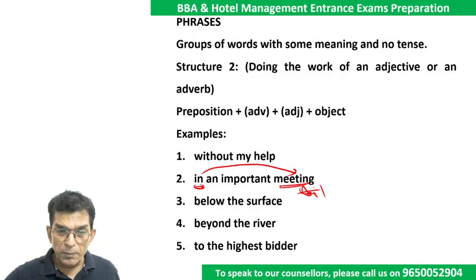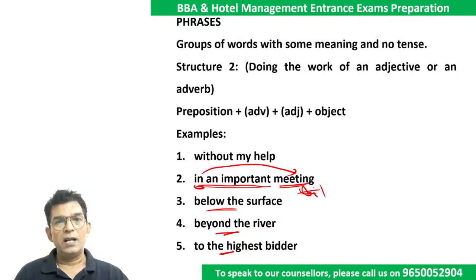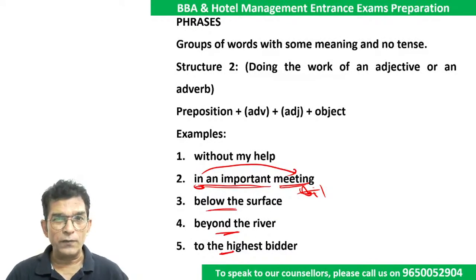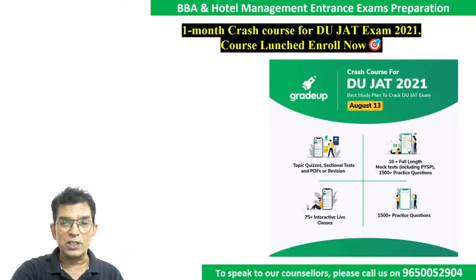Okay? So, in an important meeting is another prepositional phrase. Below the surface is another prepositional phrase. Beyond the river and to the highest bidder. These are prepositional phrases. How do we identify the noun phrase? Noun, adjective, adverb. Okay? No preposition. If there is a preposition, then the entire sequence will become a prepositional phrase, doing the work of an adjective or doing the work of a subject or an object. Okay, so that's done.